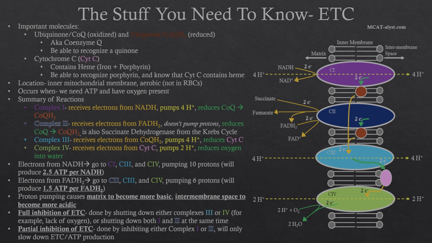Conversely, if we just wanted to partially inhibit the electron transport chain, meaning not necessarily entirely shut it down, but just slow down its production, you can do this by inhibiting either complex 1 or complex 2. For example, if you inhibit complex 2, of course that means that FADH2 is not going to be able to send its electrons onto complex 2. But NADH and complex 1 have nothing to do with complex 2, so they're going to be able to still work fine. So that's why inhibiting either complex 1 or 2 will not fully shut down the electron transport chain. It's just going to slow down how much ATP we can produce.